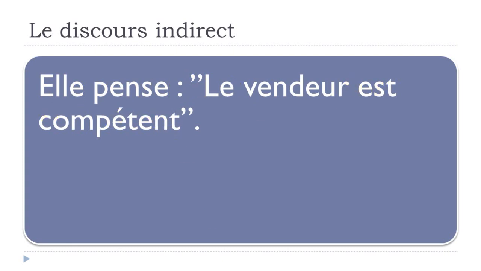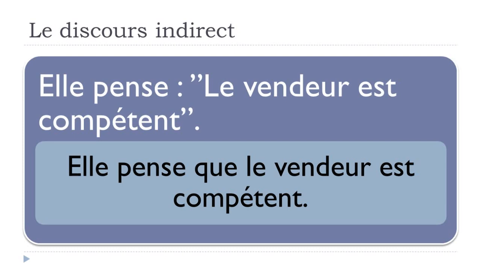What if I would like to transform this sentence and use this elle pense que, okay? So same thing in English, it could be she thinks or she thinks that. And that's the whole concept of this discours indirect. And the sentence could be transformed like that. Elle pense que, so she thinks that. And have a look, le vendeur est compétent.